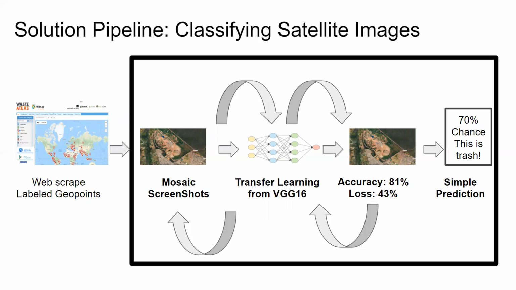In the second model, I used object identification from mosaic images that I fed to a transfer learning model that was trained on images called VGG16. By removing the top layer of this model, I was able to replace the input with my curated screenshots of informal dump sites. And by removing the bottom 2 layers, I was able to replace the classifier with my binary classifier: informal versus not informal dump sites. This achieved an accuracy of 81% and a loss of 43%.